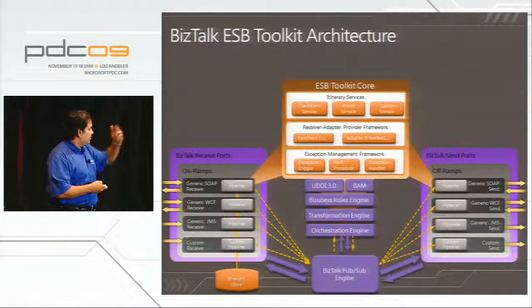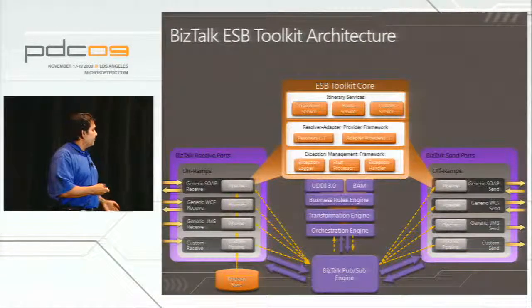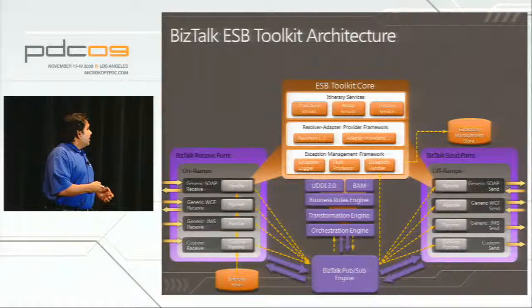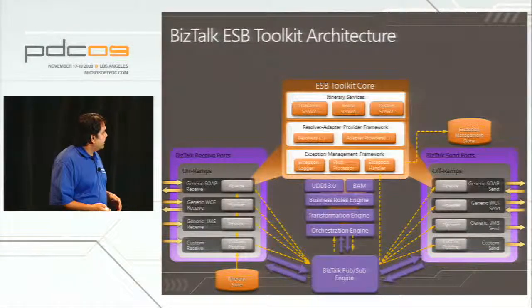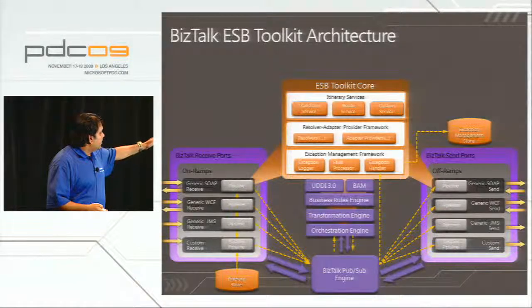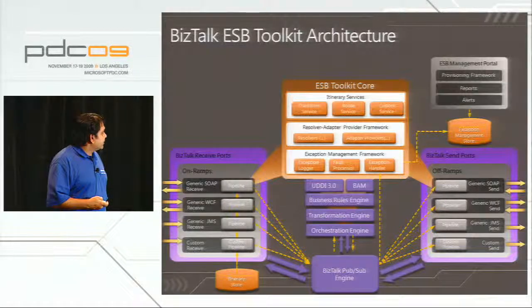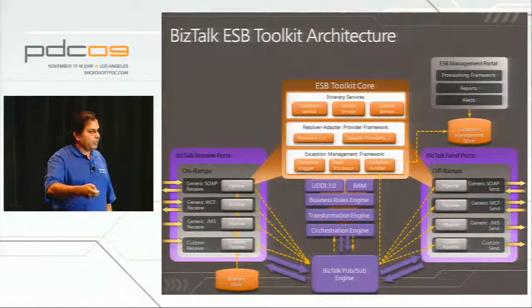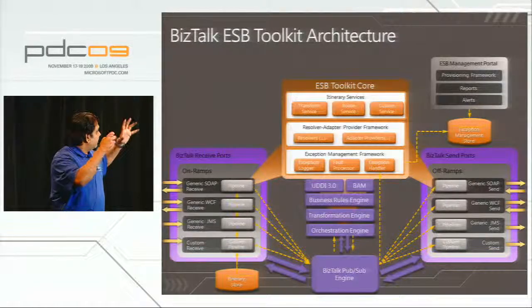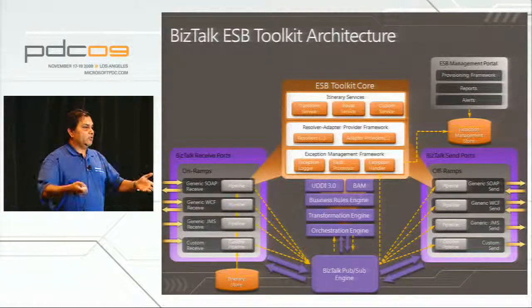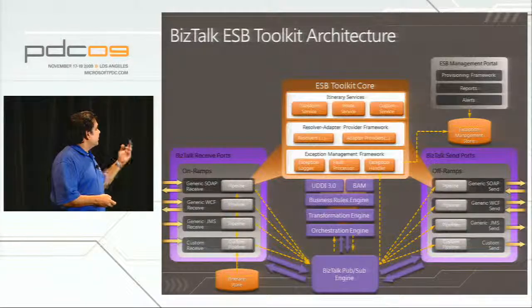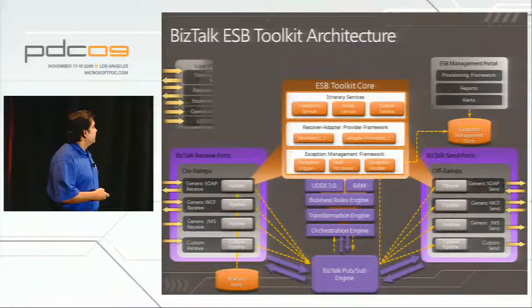And obviously, then when it gets ready to publish, it goes to the send port. If anything goes wrong during this processing, obviously you have an exception management framework that records the exceptions in the exception management store. And then we have the entire ESB management portal that runs off that store. And it generates reports, alerts, and things like that.